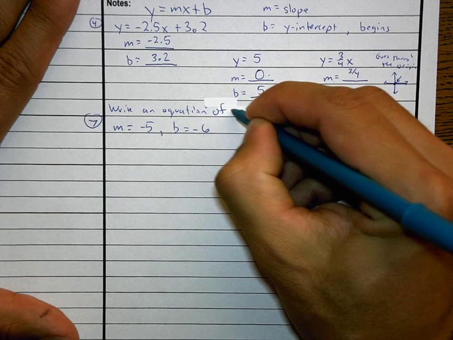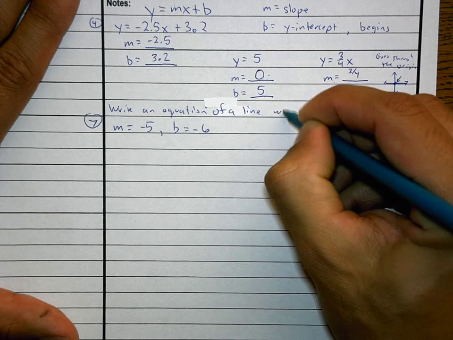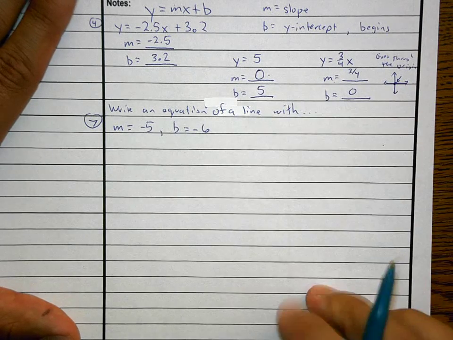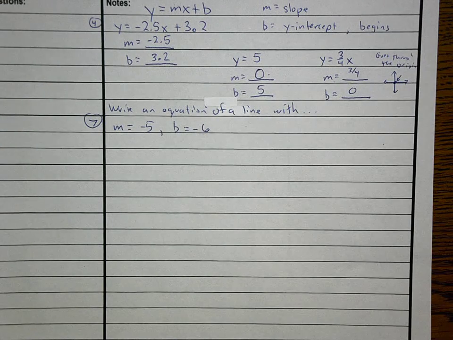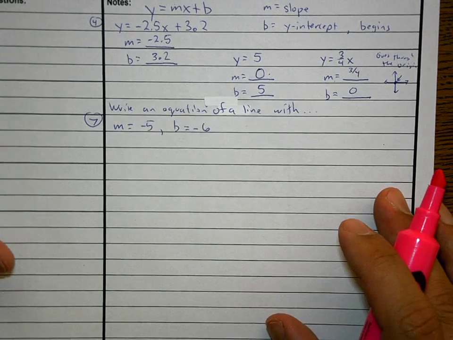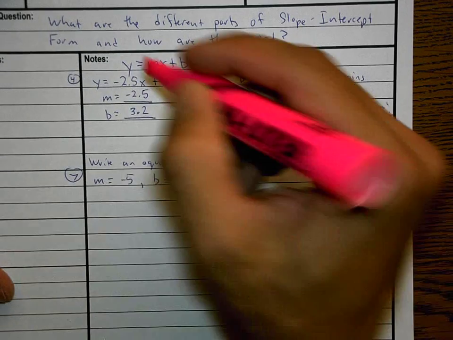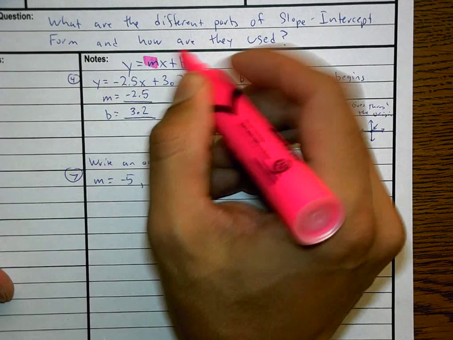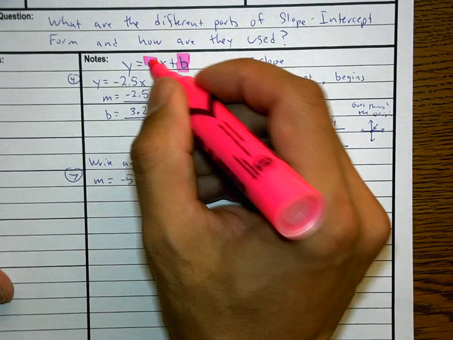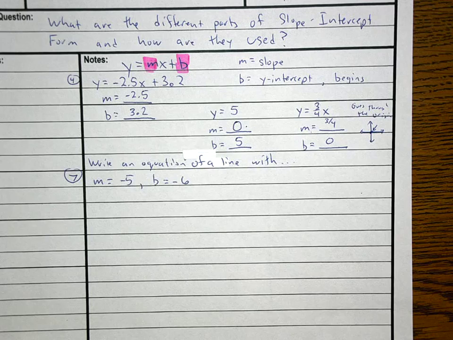Equation of a line with m is -5 and b is -6. Do you know how to make a line with those two pieces of information? An equation of a line? What does it mean? It means replace the m and replace the b. It's like what we did before with our arithmetic sequence and series, and we're only replacing the m and only replacing the b. Can you do it?